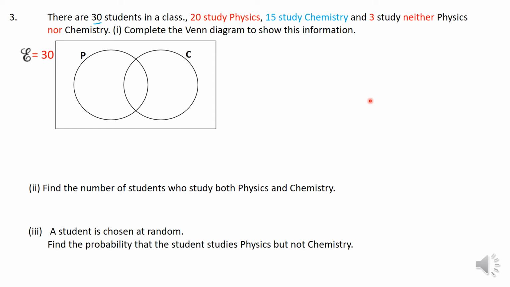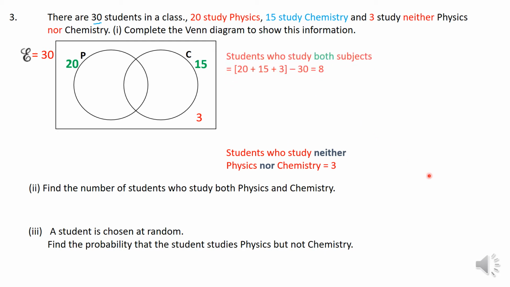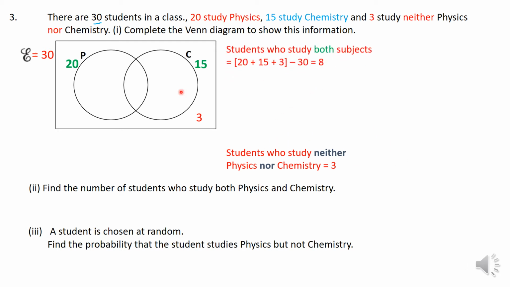Right, so the universal set is 30, and I know that 20 students are doing physics, 15 students are doing chemistry, and 3 of them don't do any one of the subjects. So to find the students who study both, I add 20 plus 15 plus 3, which should be more than the required universal set, and I subtract 30. That gives me the learners who are doing both subjects.